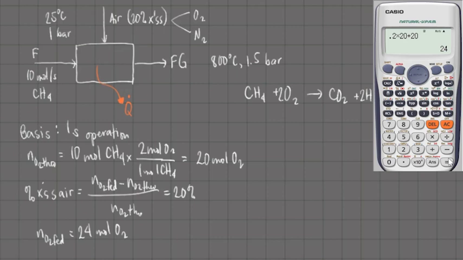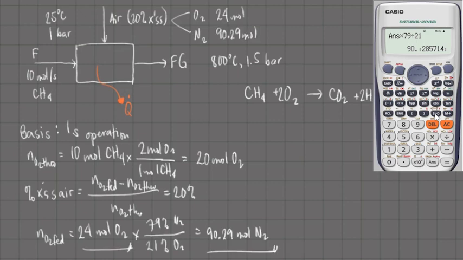We can now say that our input air contains 24 moles of oxygen. How do we determine how much nitrogen is in our input air? We simply multiply this ratio by the percent composition of air. We are assuming that air contains 21% oxygen and 79% nitrogen. And from this ratio, we simply multiply 24 by 79 and divide it by 21. We have here the amount of nitrogen in the air. That is 90.29 moles nitrogen. So we're done with the air.